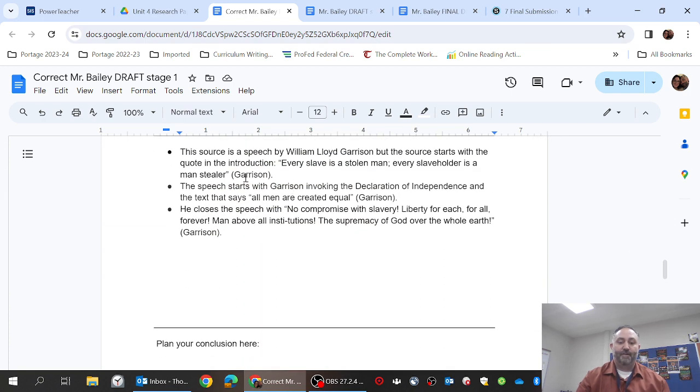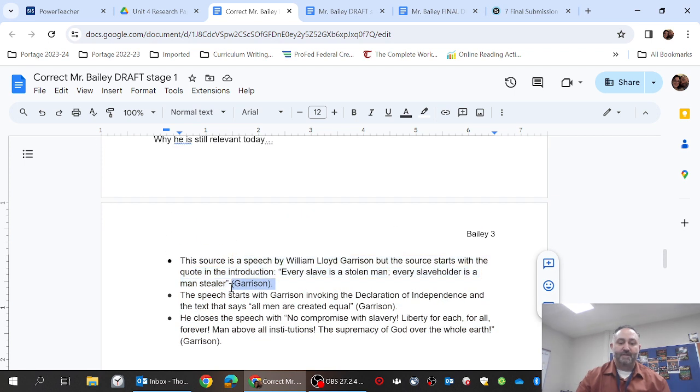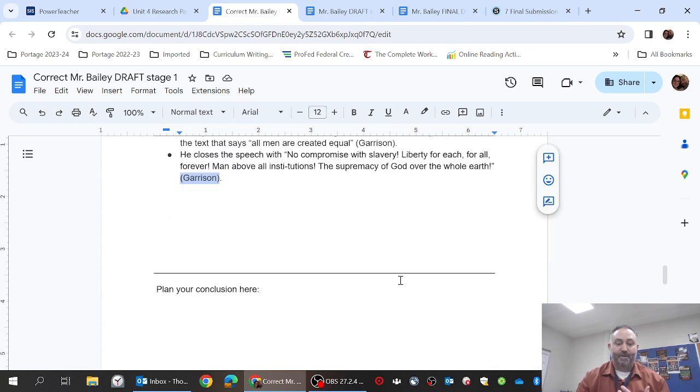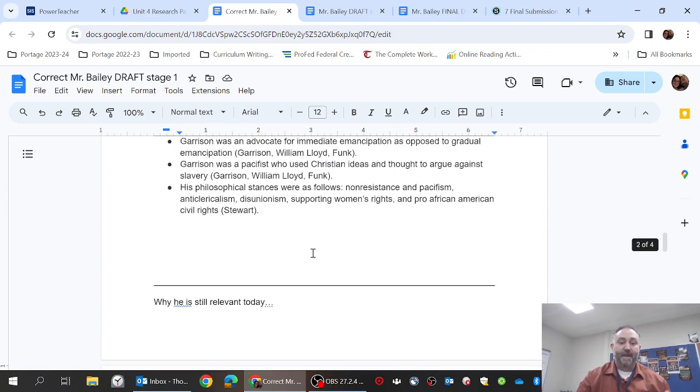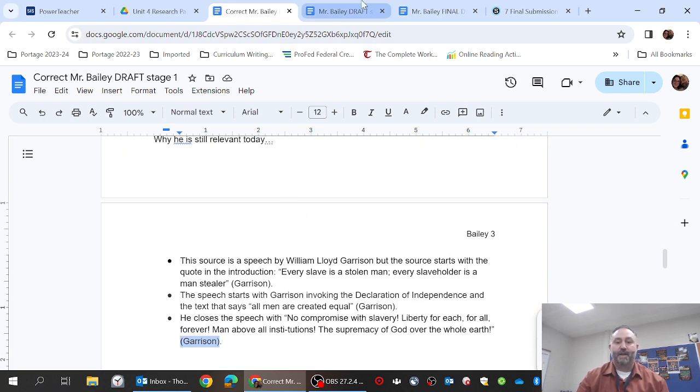And then, why is he still relevant today? These were some of the things that I wanted to talk about. These are all speeches and examples of things that he said in one of his speeches, and I was like, that's pretty cool. So then that's how I planned to write the three body paragraphs. I put all the research into those three categories.